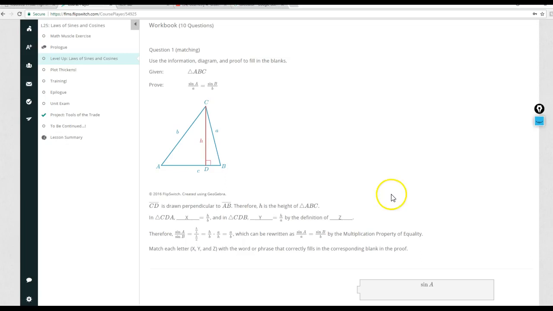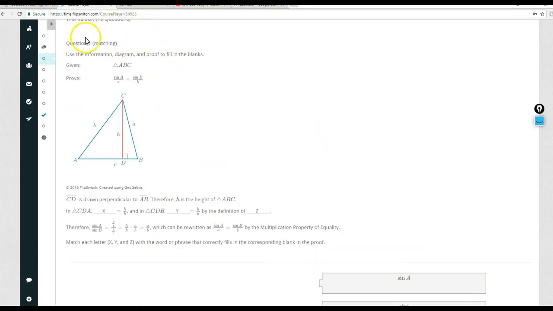Okay, lesson 25, we're going to go through the workbook questions since there's not a checkpoint. So we're going to start straight off with question 1 since it is a proof. Use the information, diagram, and proof to fill in the blanks.